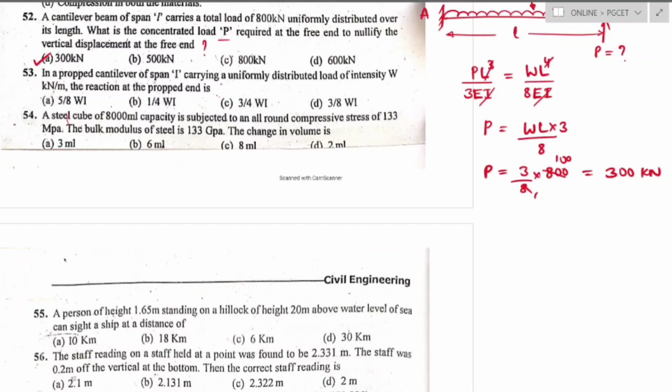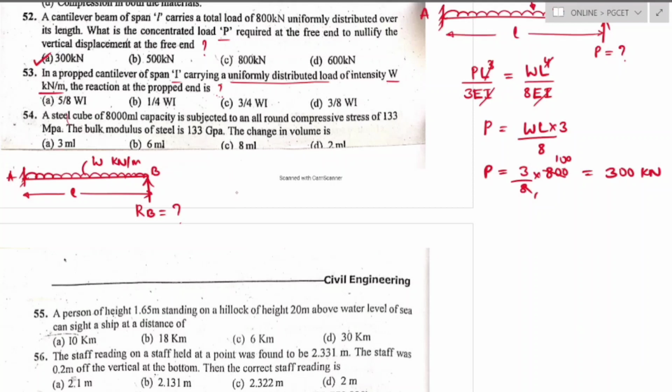Question number 53. In a propped cantilever of span L carrying a uniformly distributed load of intensity W kilonewton per meter, the reaction at the propped end is. This is a similar case to the earlier problem, question number 52. So let's solve this. First, we shall draw a cantilever beam of span L subjected to UDL of W kilonewton per meter. Now we have to find the reaction at the propped end. So RB is equal to how much?